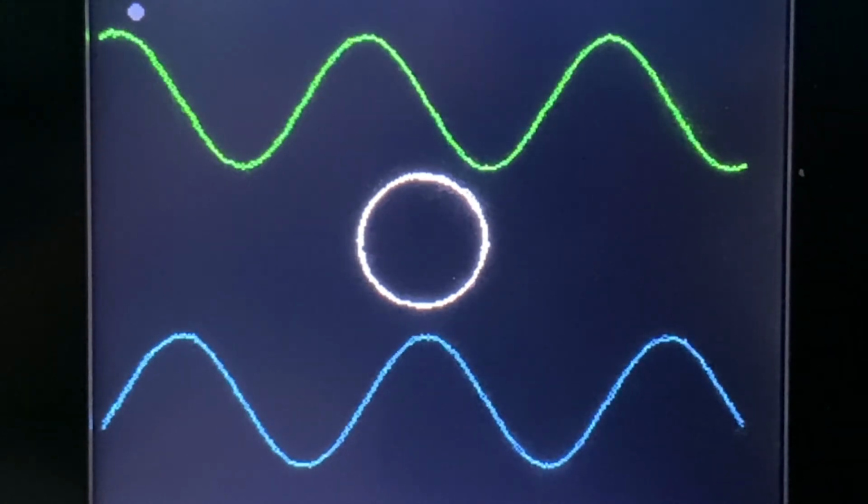In the graph, the green and blue waves are out of phase, and the white circle in the middle is created by plotting the xy coordinates from the parametric equations.